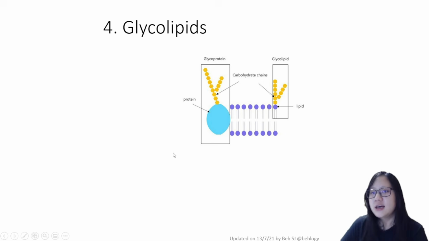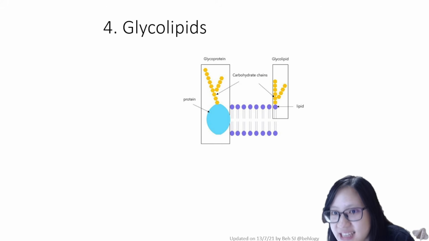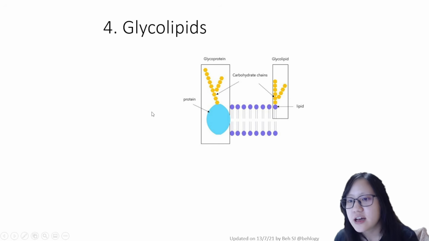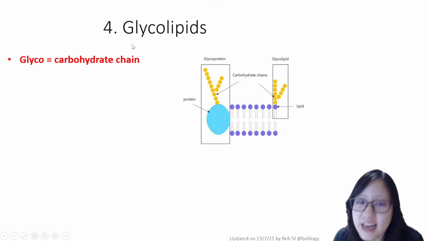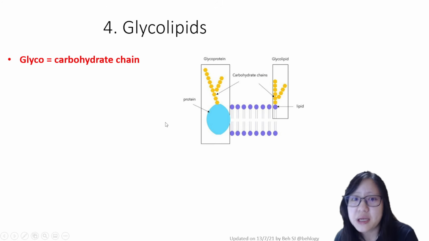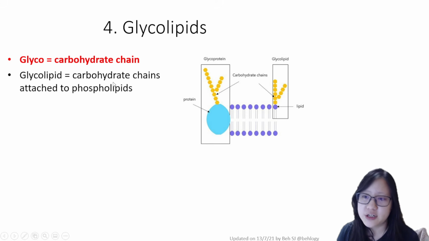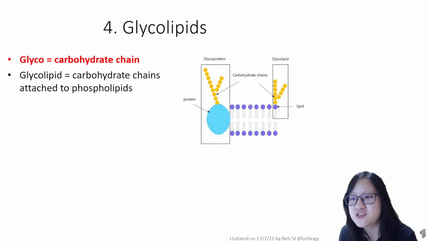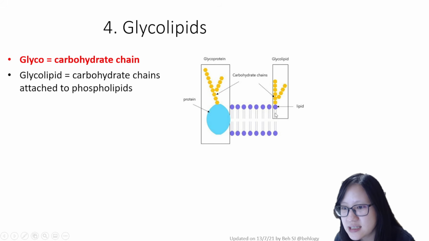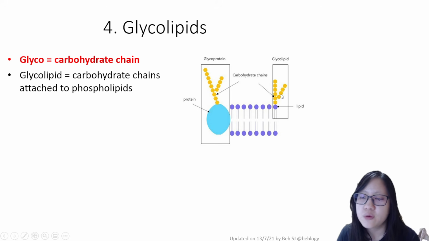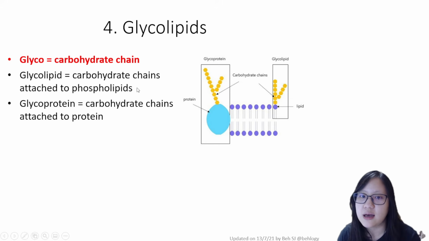Yep, moving on. Now, how about glycolipids and glycoproteins? Glycolipids, as we have seen previously. Glyco refers to carbohydrates, therefore glycolipids really refer to a mixture between carbohydrate chains and lipids, sometimes phospholipids. Phosphate group may or may not be there, but you can see here how the glycolipid stays in the membrane, right? Because there is a phospholipid at the end. The glyco part, the carbohydrate, sticks out of the cell.